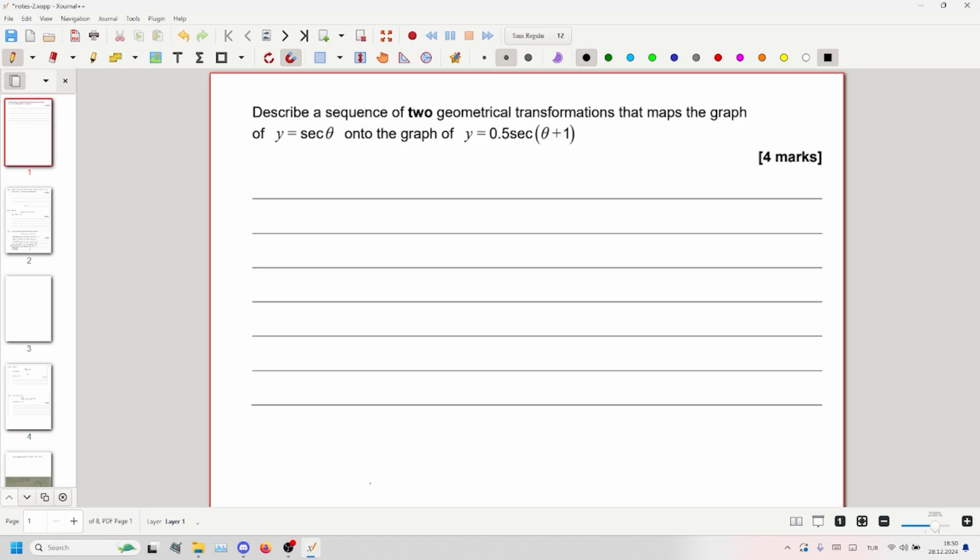And then we need to do a vertical stretch with a scale factor of 0.5. Now, in A-level, we call it a stretch parallel to the y-axis. So we need to do a stretch parallel to the y-axis with scale factor of 0.5. That will give us our answer. Notice how this question is 4 marks, even for a really simple question. So yeah.